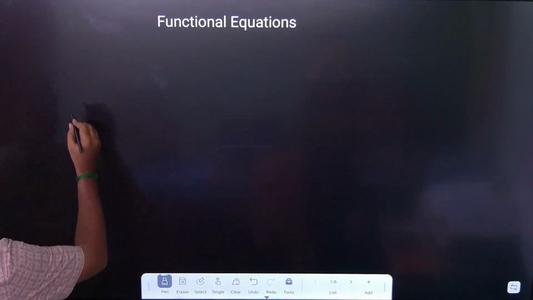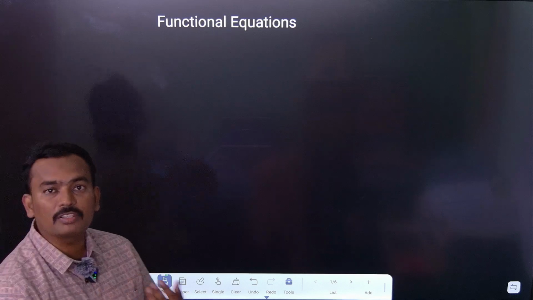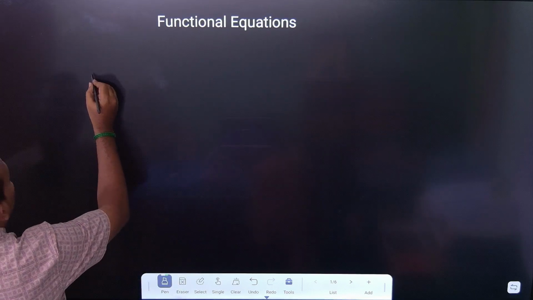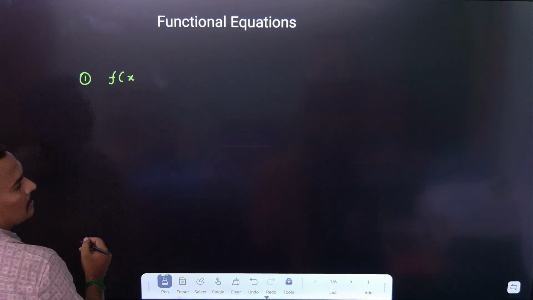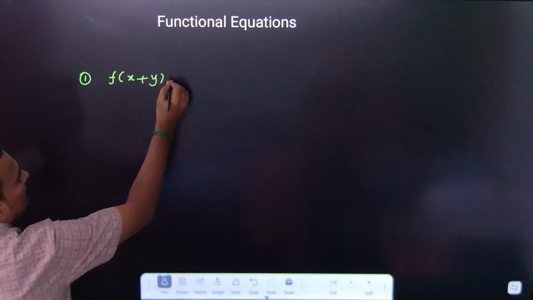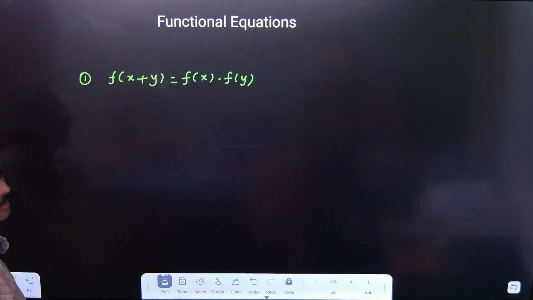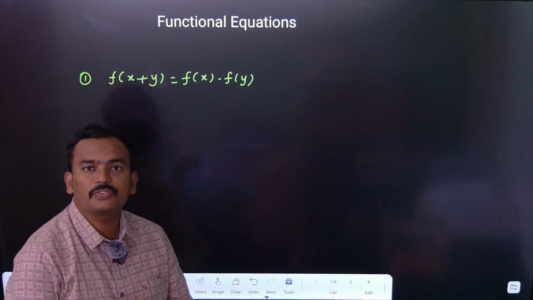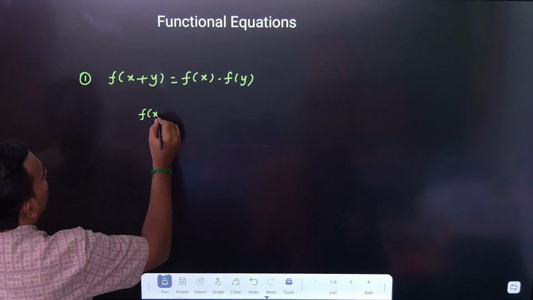Okay. So the functional equation completely depends on the functions, right? You know that the equation involves, for example, the first one, f of x plus y is equal to f of x into f of y. Clear? The addition changes into the product. Which function is suitable here? You can see the exponential function is possible.